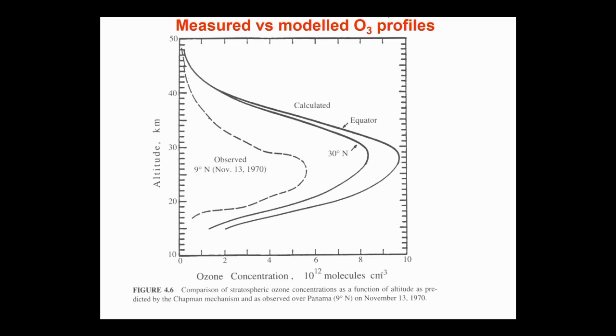Now, people went out and launched balloons all over the world and measured ozone. They worked out how to make a measurement of ozone in a very light and very easy to use thing that you could put on a balloon and launch and send away into the atmosphere and radio back to the surface. And these things weren't common until the 1970s or so. But you can see here that the observed profile, which is over Panama, which is 9 north, okay? So somewhere between the equator and the 30 north, so it should be between those two lines, appears way down. Two things are wrong. First thing is, it's about half the concentration that it should be. And secondly, the peak is in the wrong place.